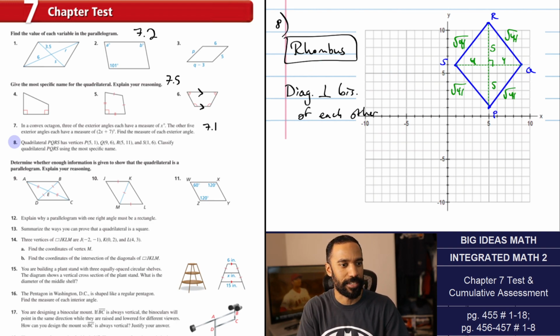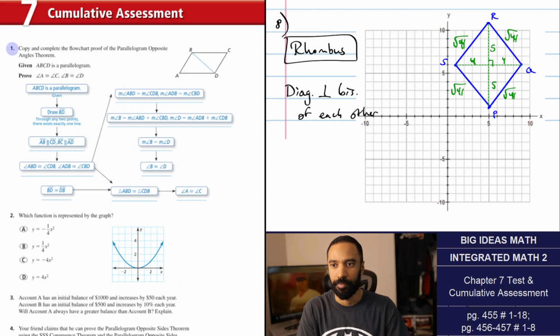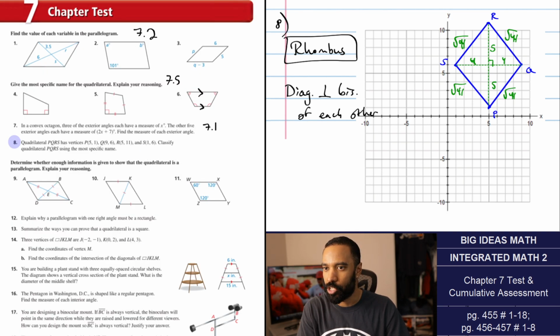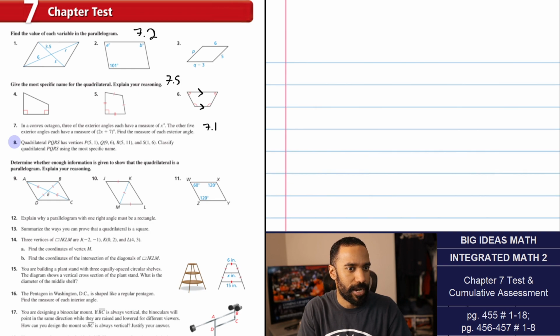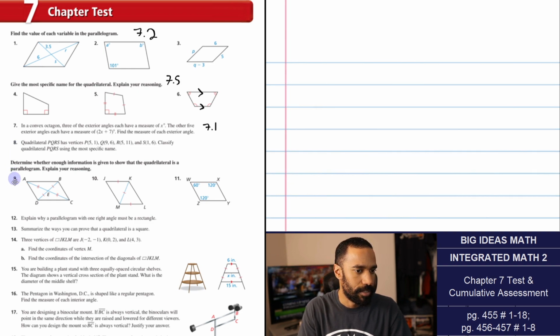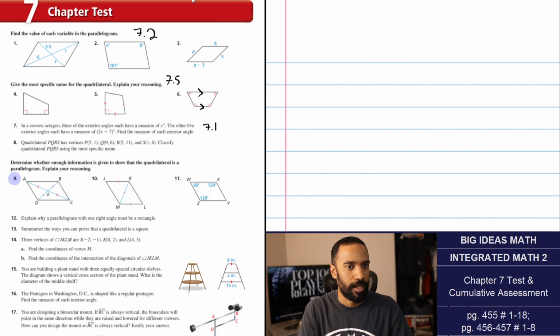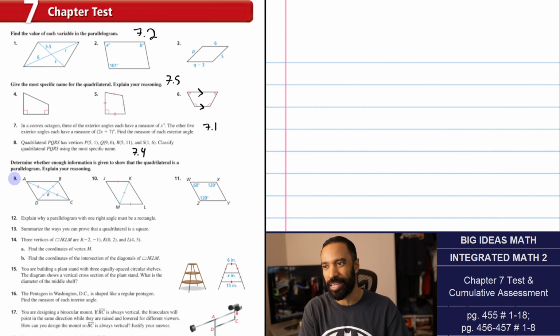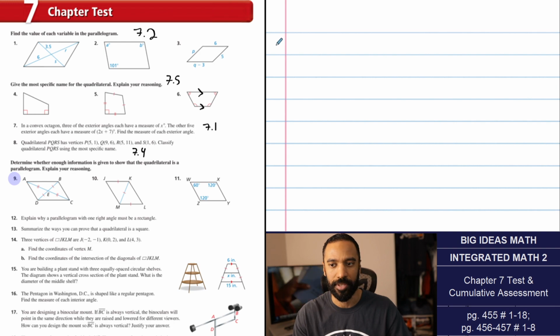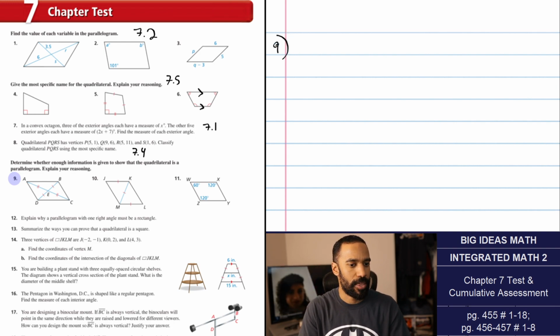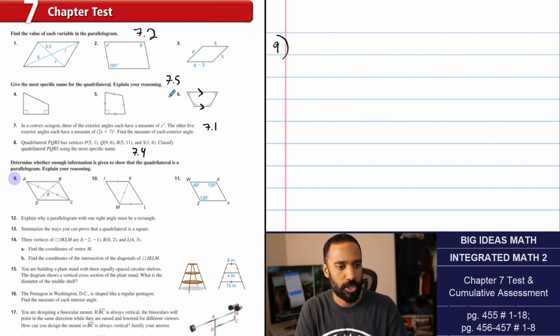And there's number 8. Whoops. I need to change this page, not that page. Number 9. 9 through 11. Before I do that, this probably would have been out of section 7.4, given that they also talk about rectangles, rhombuses, and squares, because the answer was rhombus. All right, number 9, determine whether enough information is given to show the quadrilateral is a parallelogram. Explain your reasoning. That sounds like 7.3.